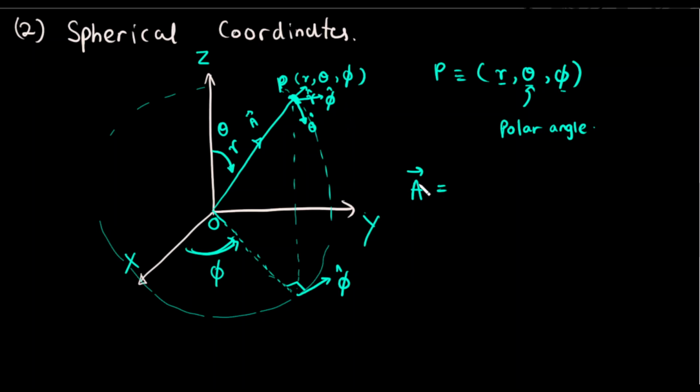So now I'm going to write the A vector. A vector can be written in terms of r hat, theta hat and psi hat directions. I'm going to write the vector component along the r hat direction as A_r, and A_theta is defined as the vector component along the theta hat direction. A_psi is the vector component along the psi hat direction. So this is how we can define a vector using the spherical coordinates.